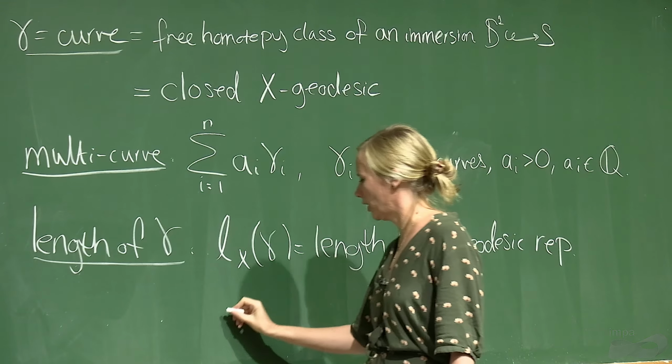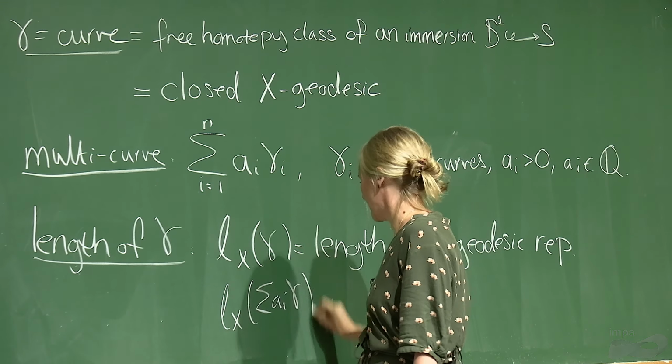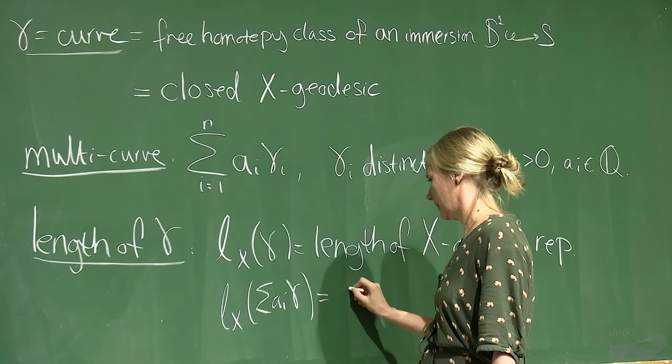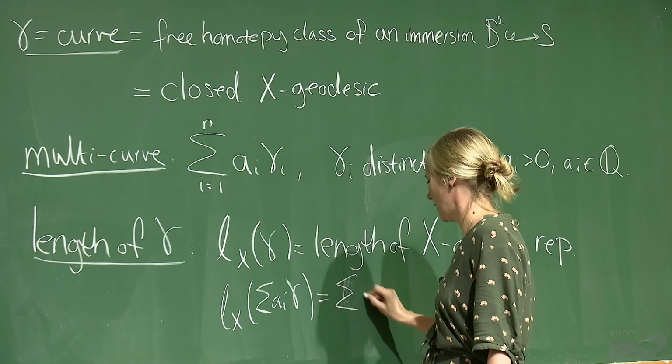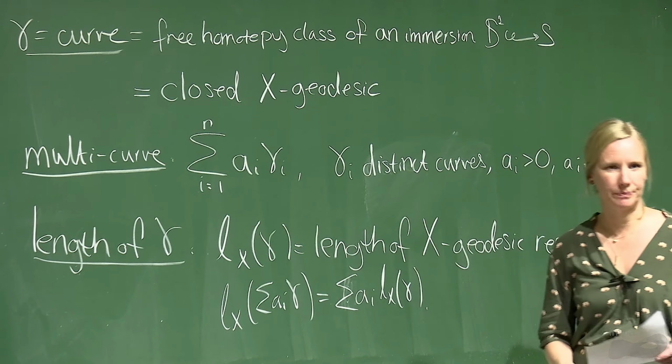And for a multicurve, we just do the corresponding weighted sum. So it's just the weighted sum of the individual curves. Okay.